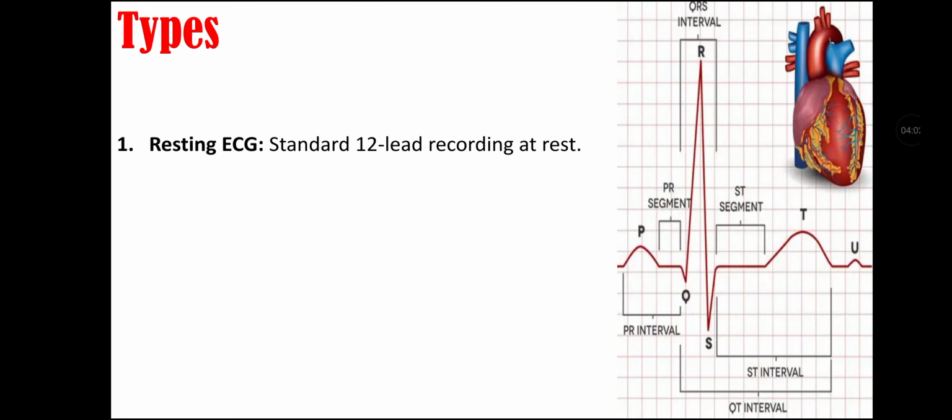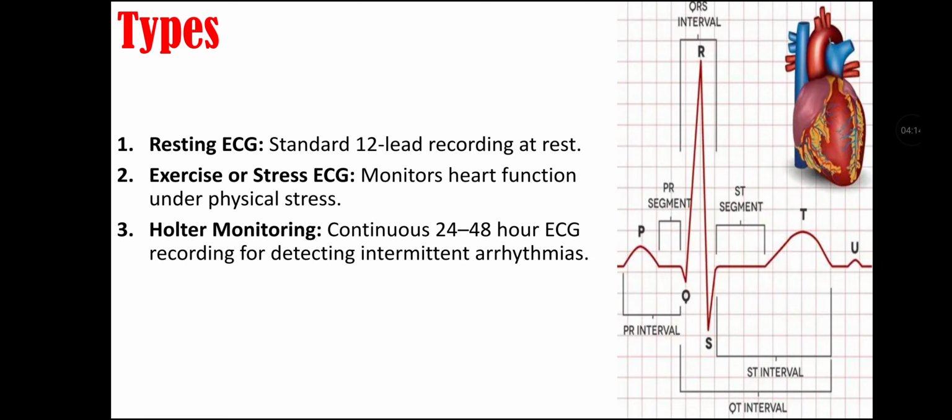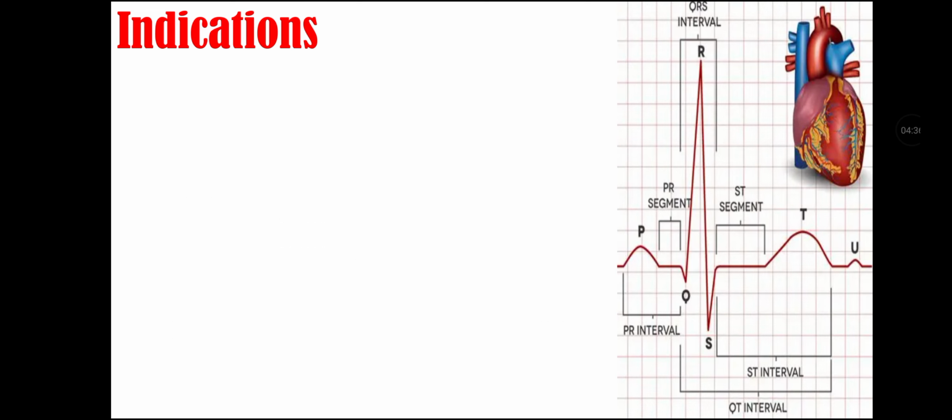Types of ECG. First is resting ECG, that is a standard 10 lead recording at rest. The second type of ECG is exercise or stress ECG that monitors heart function under physical stress. Third is Holter monitoring, that is ECG that continues 24 to 48 hours recording for detecting intermittent arrhythmias. Fourth is event recorder, that is patient activated devices for recording rare events. And the fifth type is telemetry, that is continuous monitoring in hospitals.